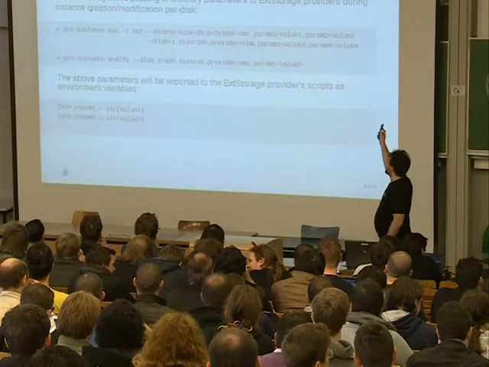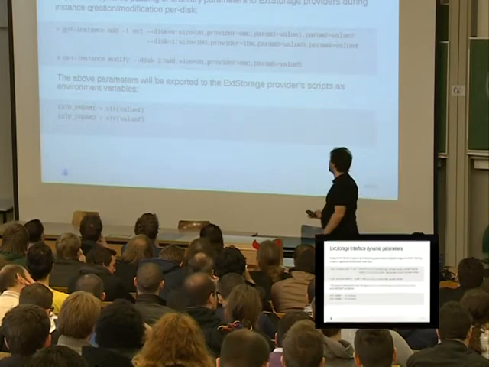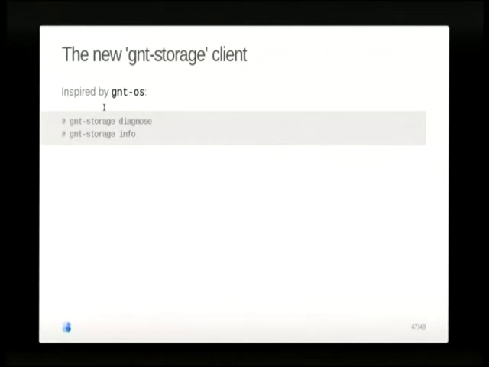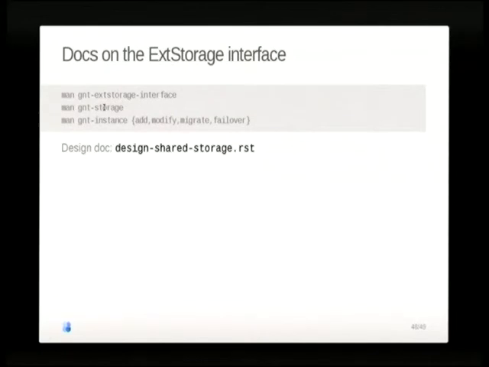And then those parameters get exported as environment variables. So with Ganeti storage, you get a way to diagnose your backend storages, and you get a way to get information about them. And these are the man pages and the design doc, which we argued a lot about before accepting the current implementation. So clearly now it's there.